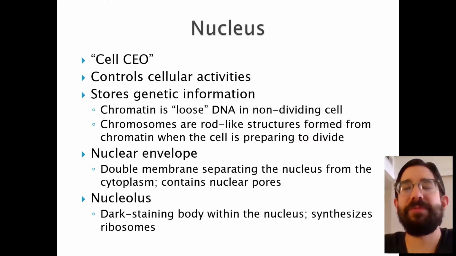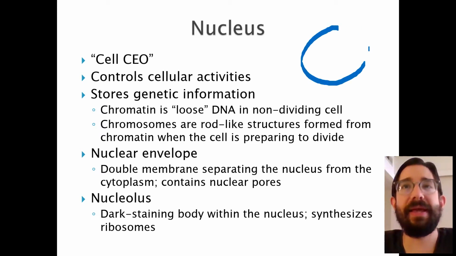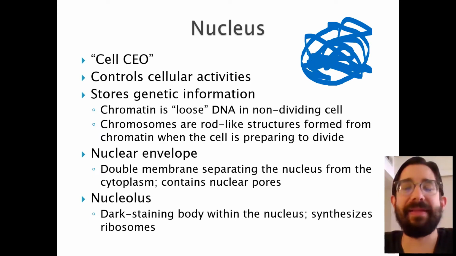Starting with the nucleus, sometimes called the cell CEO, the Chief Executive Officer, because it does control the cellular activities and it stores the genetic information. And you may be used to thinking about and talking about chromosomes, but really those only form during periods of cell division. Most of the time, inside the nucleus, the DNA is just a tangled mass of a very, very thin strand of genetic material called chromatin.